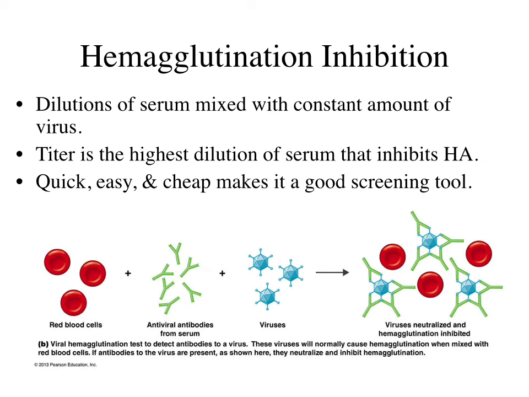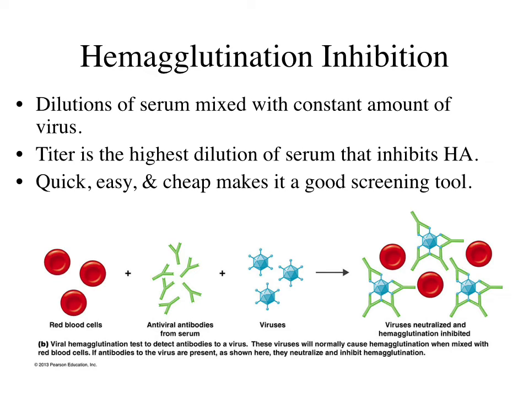Like the virus neutralization test, the patient's serum is going to be incubated with the virus of interest, but instead of growing the virus in cells, red blood cells are added to the serum virus mix. If antibodies are present, the hemagglutination activity will be blocked. If no antibodies are present, the virus will agglutinate or bind together. In this case, the red blood cells are the indicator. So you mix dilutions of serum with a constant amount of virus, and the titer is the highest dilution of serum that inhibits hemagglutination.